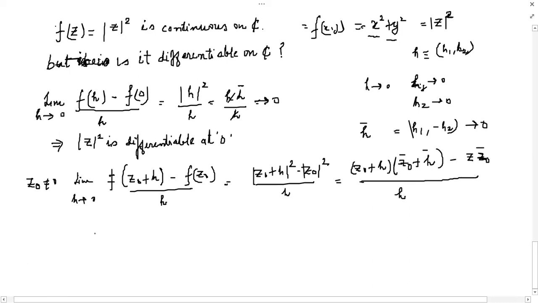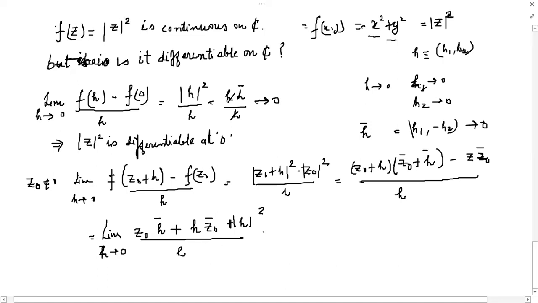So what you'll get? You'll simply get one thing, which is limit h tends to 0, and you'll obtain z naught into h bar plus h into z naught bar, plus mod h whole square. This is something that you will get, divided by h.